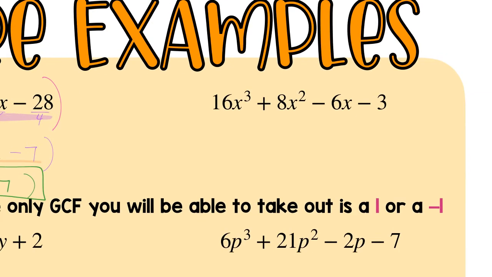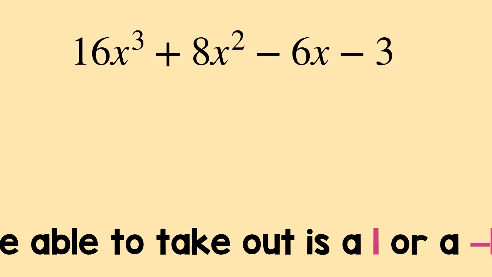All right, and this one over here. So same thing, let's go ahead and group them up. And then let's find the GCF. So GCF of the first part. Well, let's see. What goes into 16 and 8? And it looks like the greatest common factor of 16 and 8, well, that would be 8, right? 8 goes into both of those.